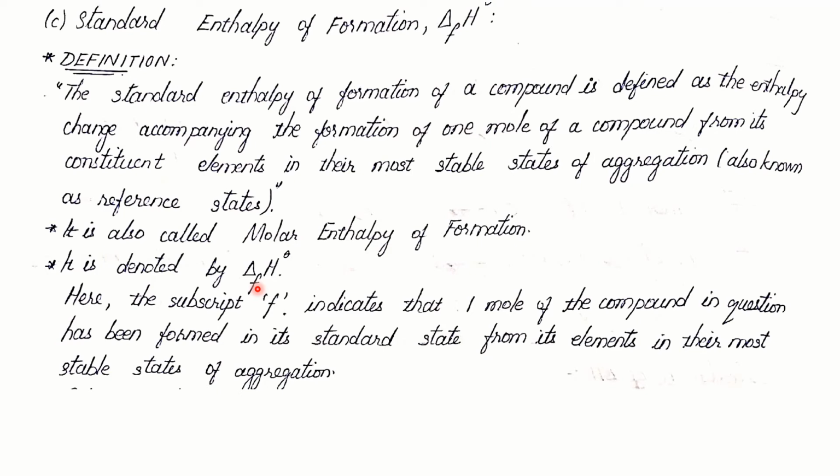Okay, the symbol of standard enthalpy of formation is delta H naught with the subscript F. So don't confuse both. Delta H naught with the subscript FUS stands for standard enthalpy of fusion, and delta H naught with the subscript F stands for standard enthalpy of formation. It indicates that 1 mole of a compound is formed in its standard state from its constituent elements, which are in their most stable states of aggregation. I will explain about that later.